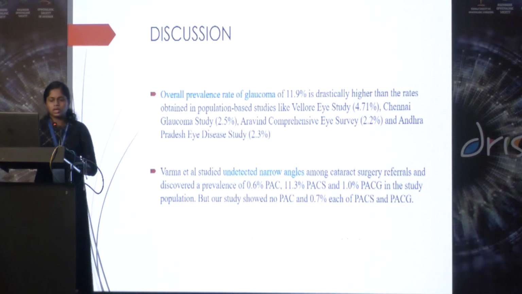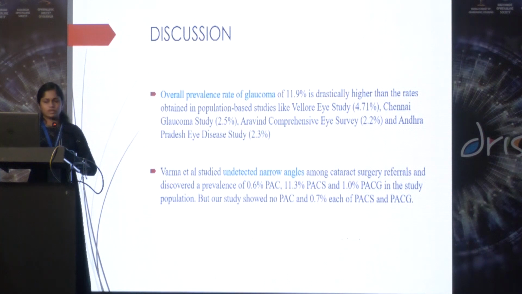Moving to discussion, the overall prevalence rate of glaucoma of 11.9% is drastically higher than the rates obtained in population-based studies like the Vellore study or Chennai glaucoma study, which is quite obvious in that mine was not a population-based study, but rather I examined the patients who presented to us with defective vision.